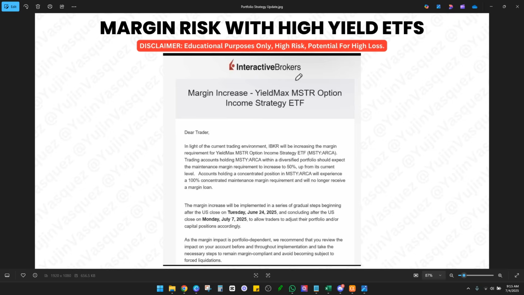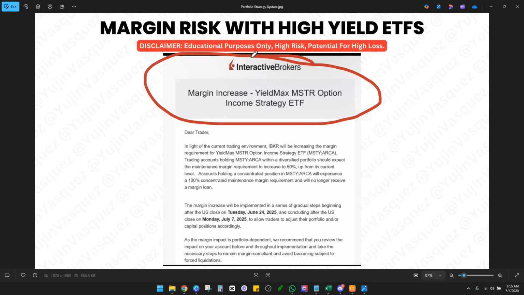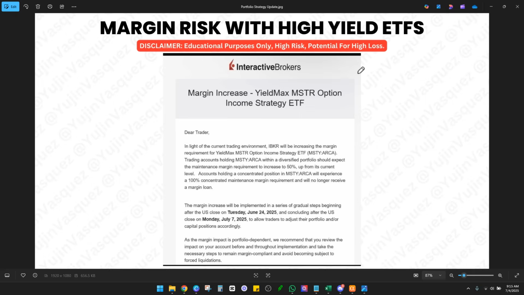And IBKR said, hey, that's way too risky, so we're going to increase the margin maintenance requirement and take away some of your margin. You're no longer going to be receiving a margin loan, which is crazy. There are other portfolios that will see a 50% increase because they have diversification. They probably have some growth ETFs, et cetera. But anyways, beside the point, this is broker risk, and they can do this anytime they want. Robinhood, M1 Finance, IBKR, Fidelity, Schwab, Vanguard, it doesn't matter who, they can increase these margin maintenance requirements at any moment. So just something to be aware of.